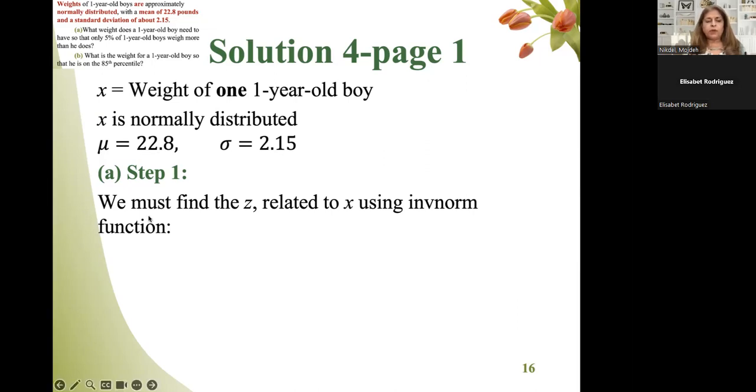Okay. Let me move this a little bit so I can read the whole problem. What weight does a 1-year-old boy need to have so that only 5% of 1-year-old boys weigh more than he does?